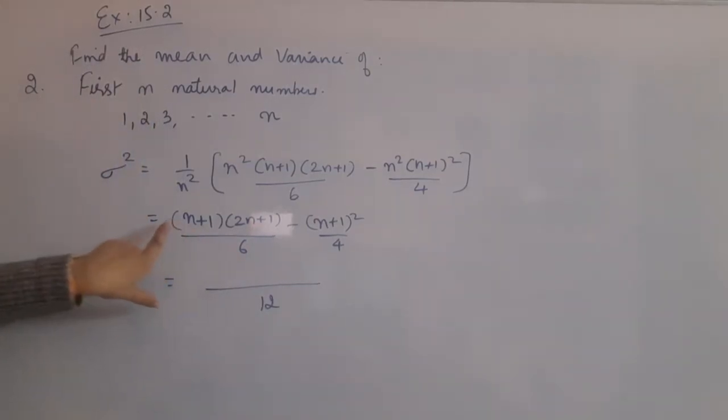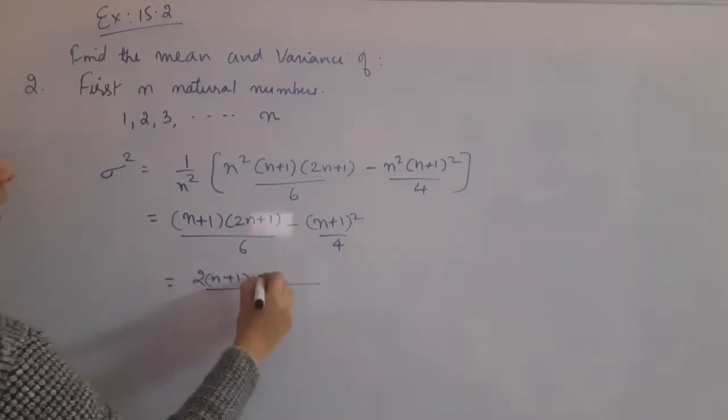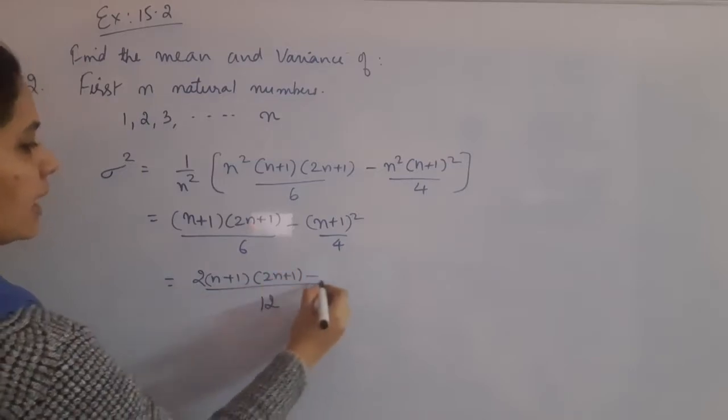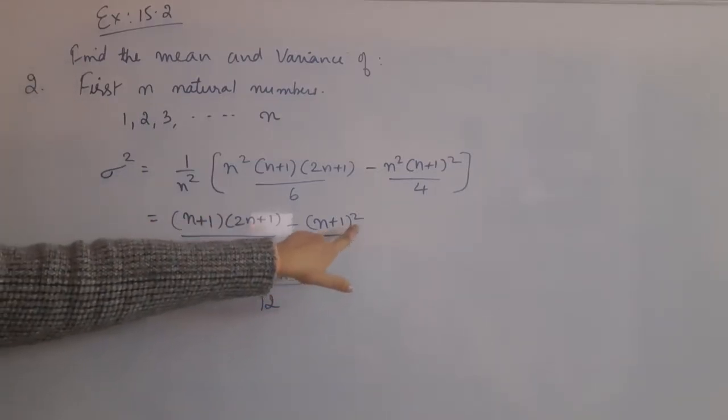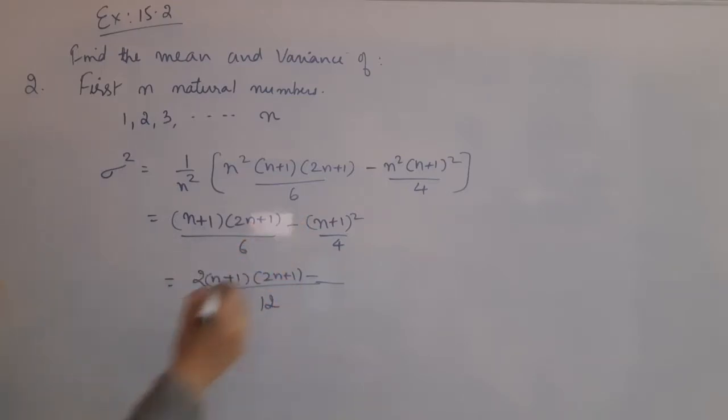Now this will become 2 into n plus 1 into 2n plus 1 minus, again you have n plus 1 the whole square, and here you have 4. So this will give you 3 into n plus 1 the whole square.